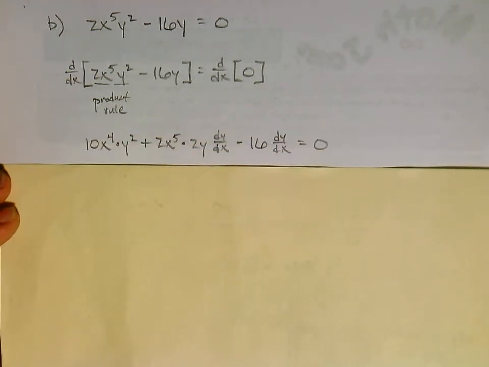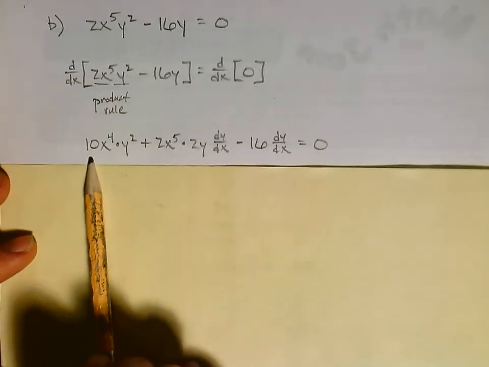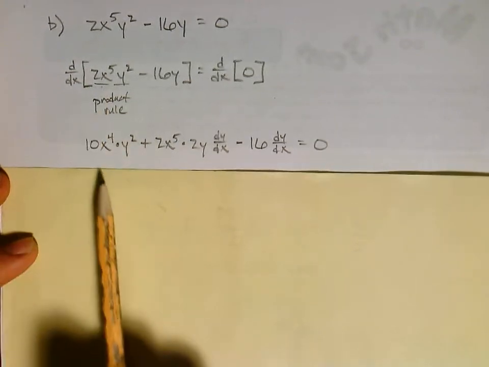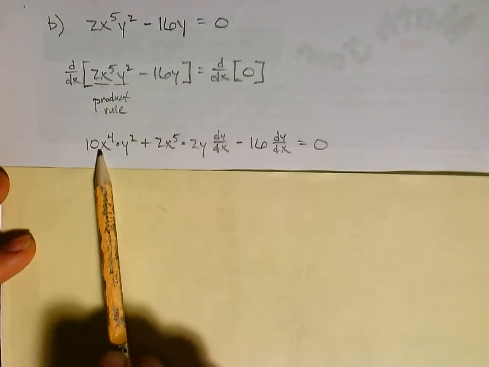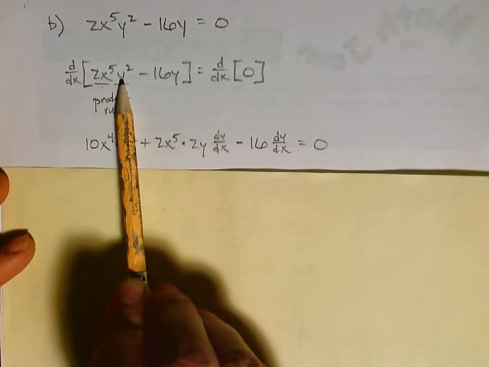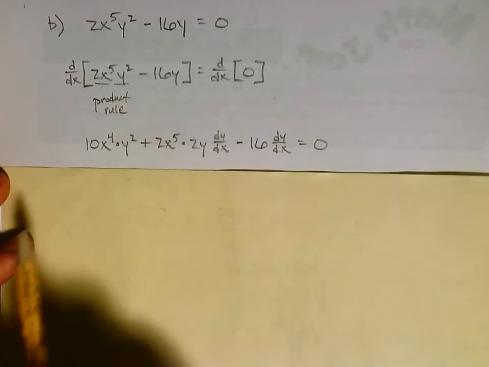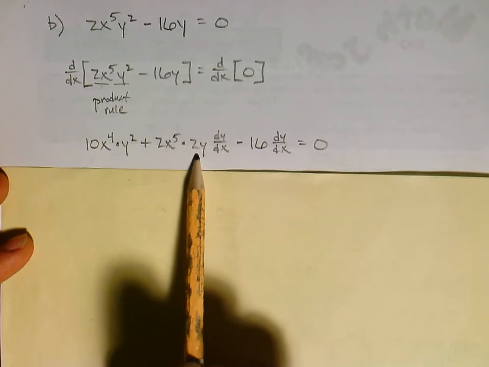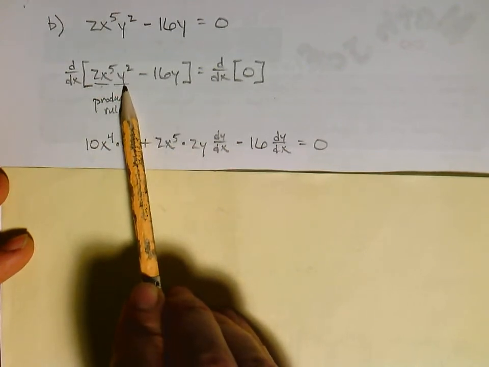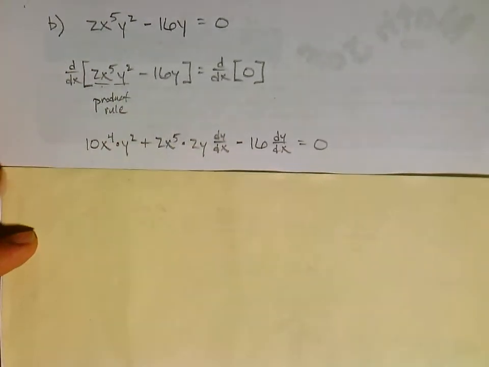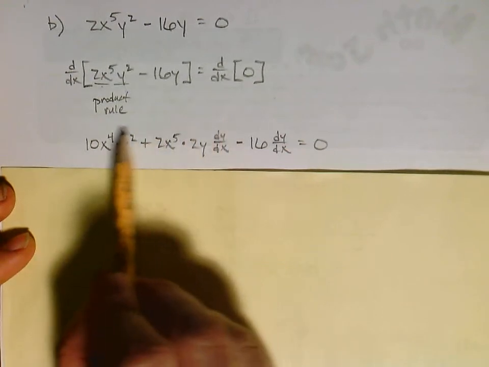So let's talk through this one, starting with that product rule. If you remember, product rule says take the derivative of the first piece. Well, in this case, that would be 10x to the 4th. And then we just copy the second piece, which is y squared. Then we add and we do the reverse. We copy the 2x to the 5th, and we multiply it by the derivative of y squared, and we know the derivative of y squared is 2y times dy over dx. So this whole thing here is our product rule.